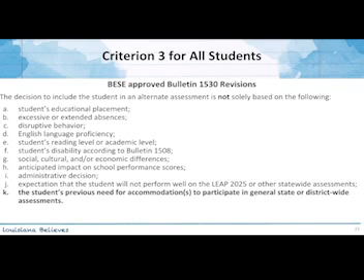There were minor updates made to this section. Letter K was added and states, the decision to include the student in an alternate assessment is not solely based on K, the student's previous need for accommodations to participate in the general state or district-wide assessments. The addition of letter K means that eligibility for the alternate assessment is not made based solely on the student's previous needs or performance in statewide assessment participation.